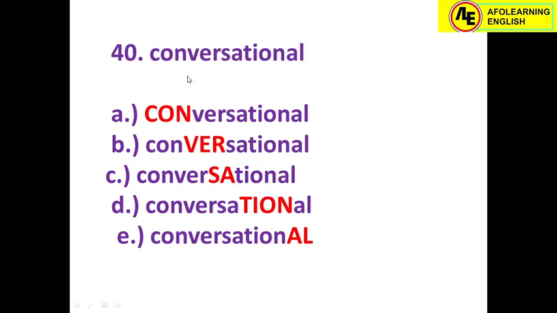Number 40, we have conversational. When the word ends with AL, count three syllables backwards. So we count 1, 2, 3. Option C is the correct answer. Conversational. When the word ends with AL, count three syllables from the end. 1, 2, 3. Very simple.